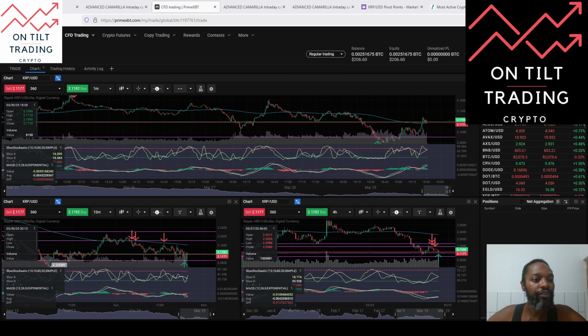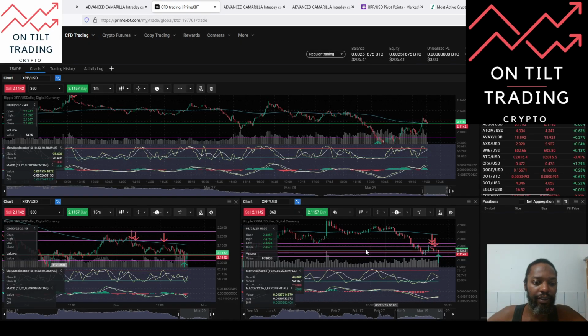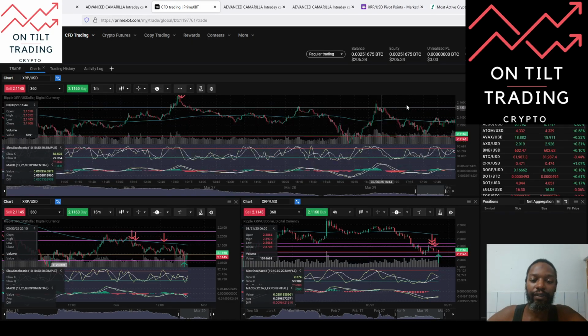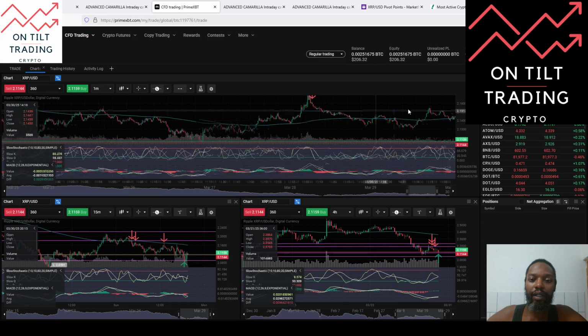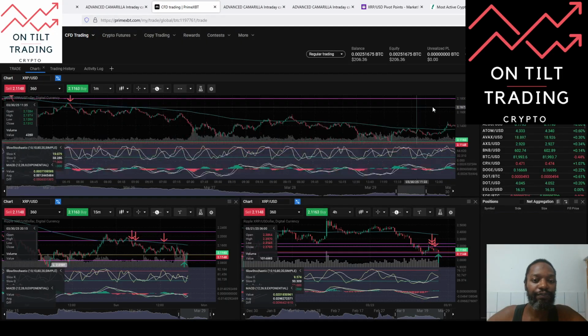Let's review my trade on Ripple today. Ripple, I noticed setting up based on the Camarilla pivot system, on Camarilla pivot R3.